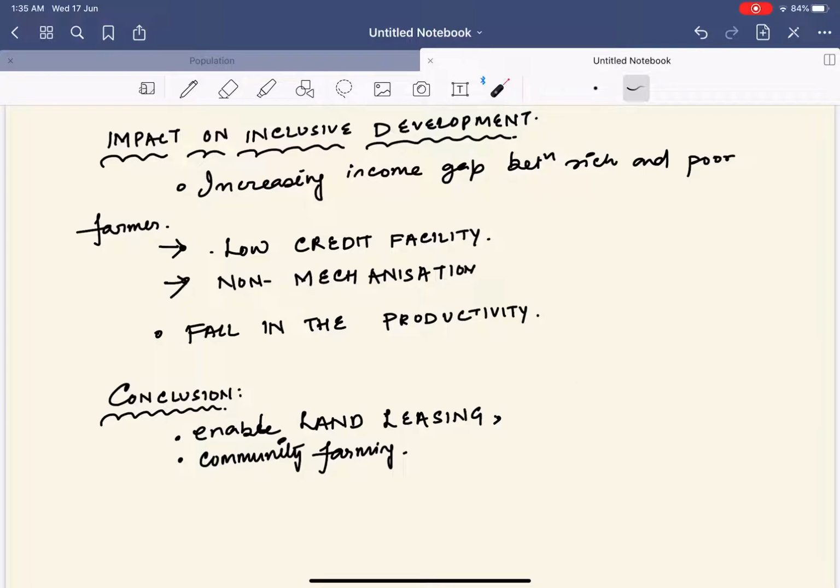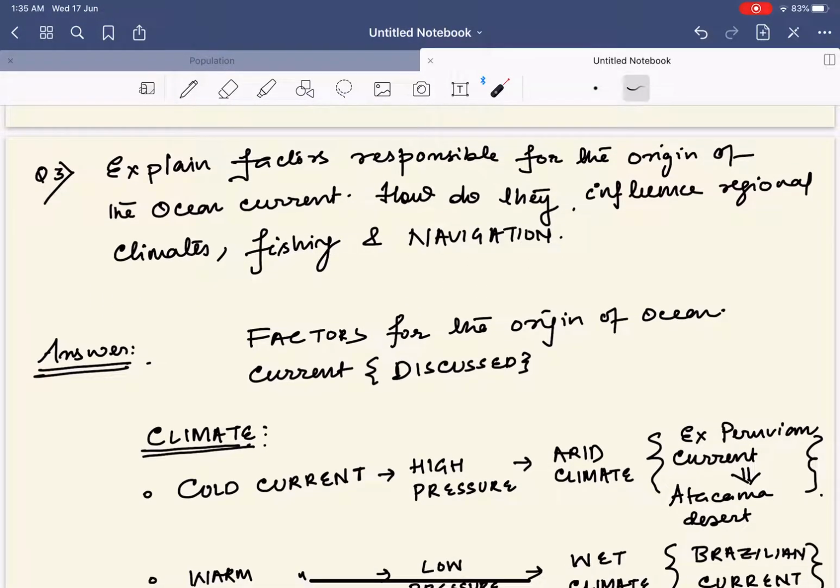Again, let us move on to community farming. Community farming means that a community or a group of farmers join together to farm their entire land. As a result, in community farming the cost of input reduces and farms can be mechanized. It is that simple. Next, explain the factors for the origin of ocean currents. In this context, the factors for the origin of ocean currents have already been discussed. I will provide the link below so that you can check it.